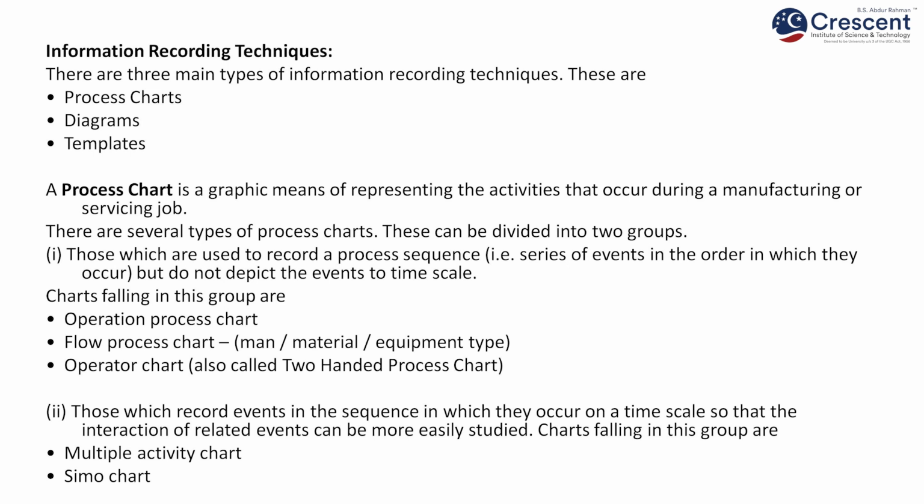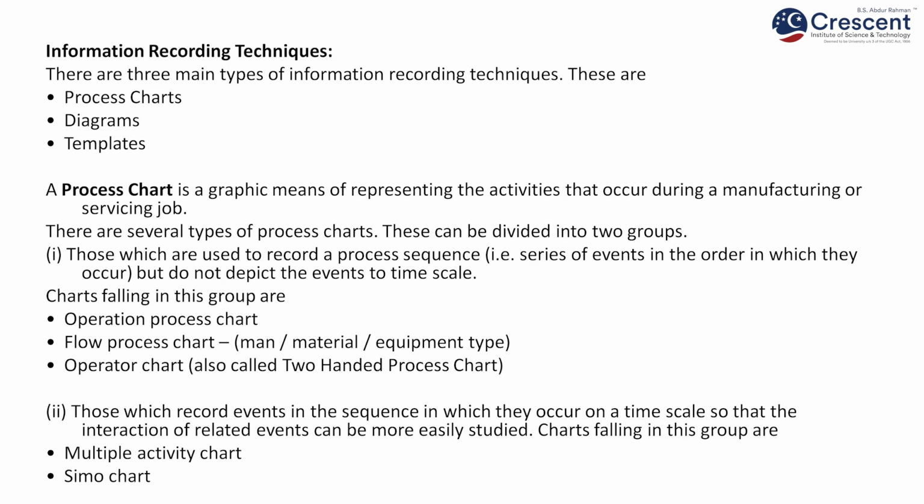Next is the information recording technique. Basically, information can be recorded in three modes: process charts, diagrams and templates. A process chart is a graphical representation of activities that occur during manufacturing or service jobs. There are several types of process charts, which we can categorize into two groups. In the first group, we record the process sequence without considering time. Time scale is not considered, for example the operation process chart, flow process chart and operator chart.